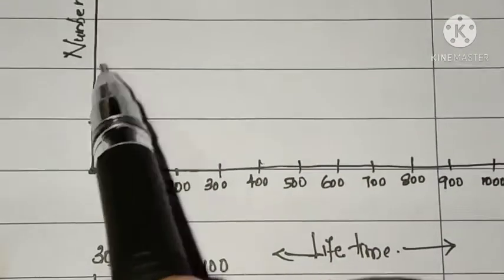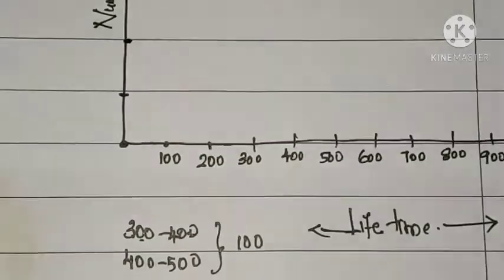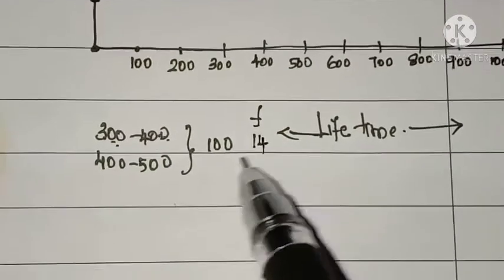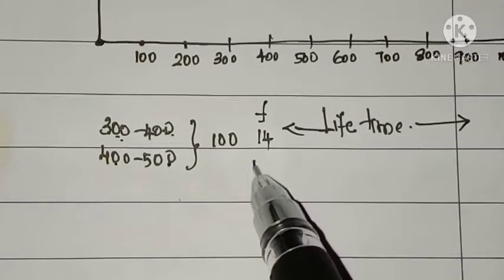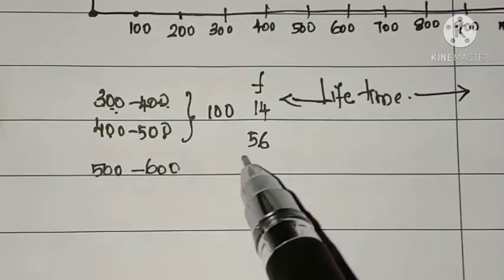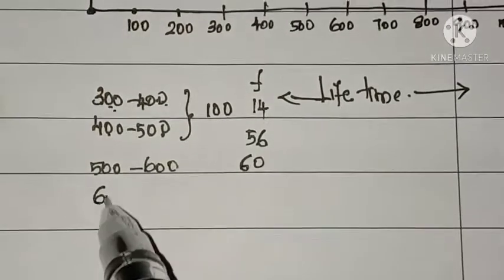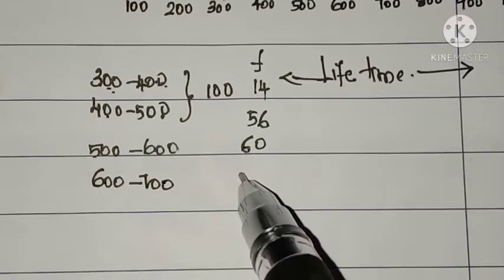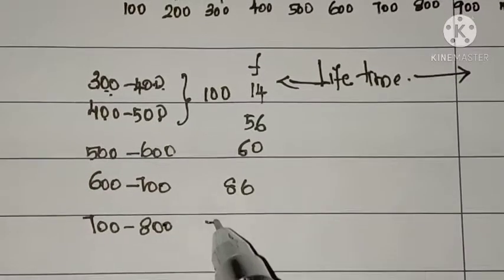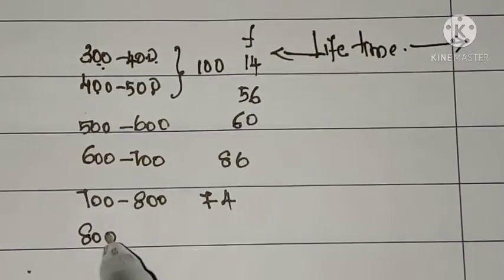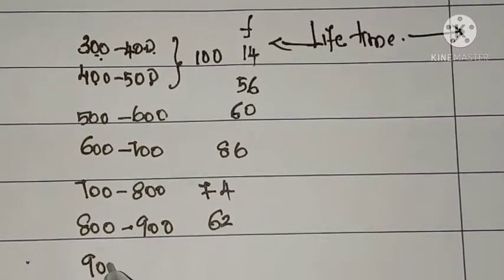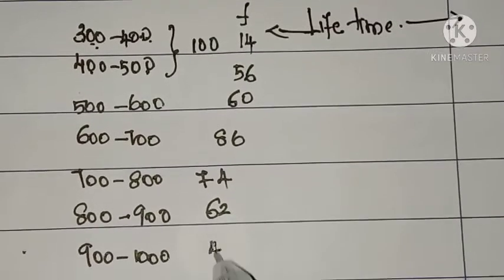Now along the y-axis you have to take a convenient measurement. See, 300 to 400 frequency is given as 14. 400 to 500 frequency is 56. 500 to 600 frequency is 60. Then 600 to 700 frequency is 86. Then 700 to 800 frequency is 74. 800 to 900 frequency is 62. And 900 to 1000 frequency is 48.